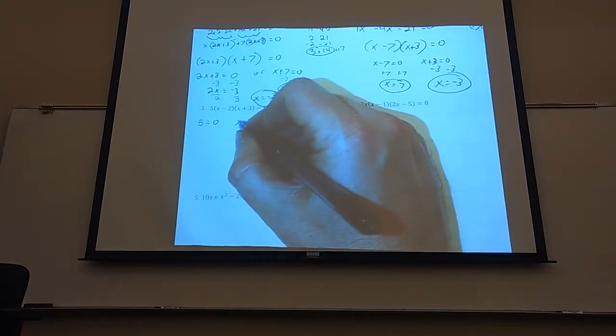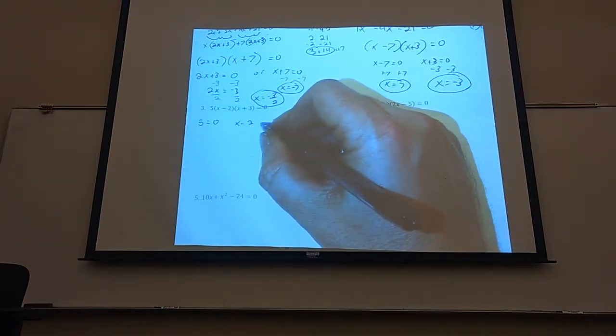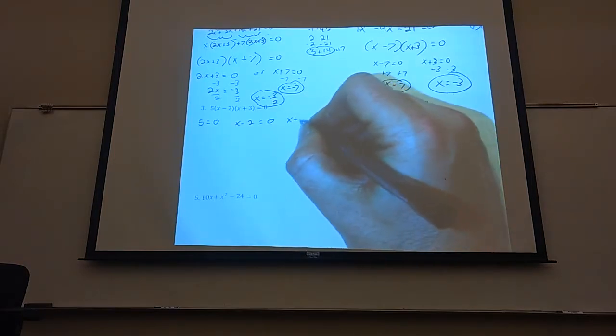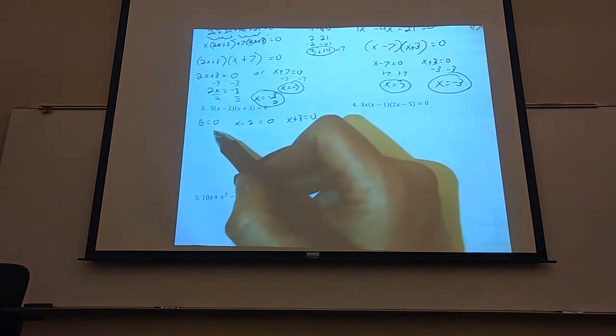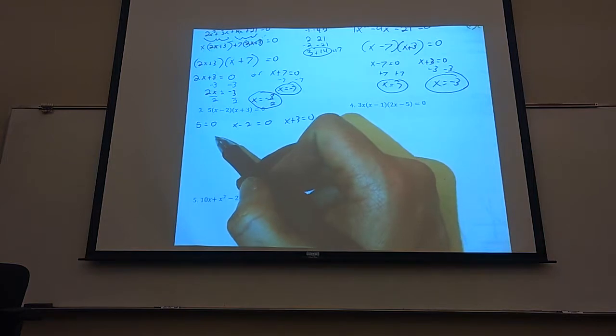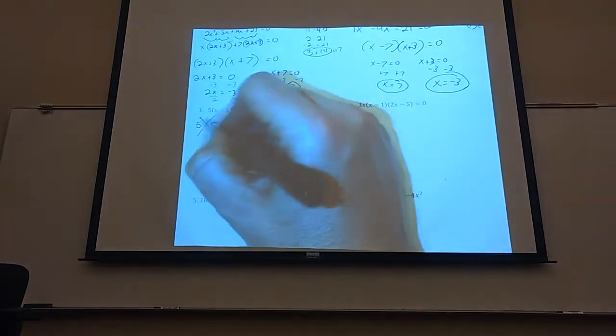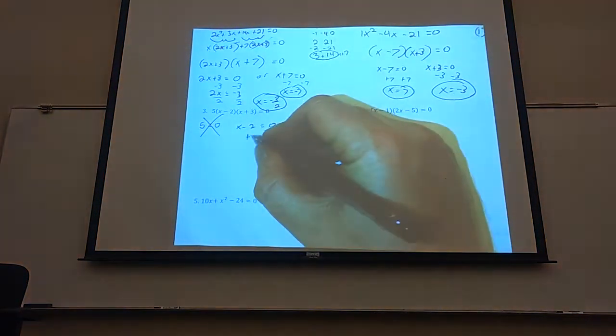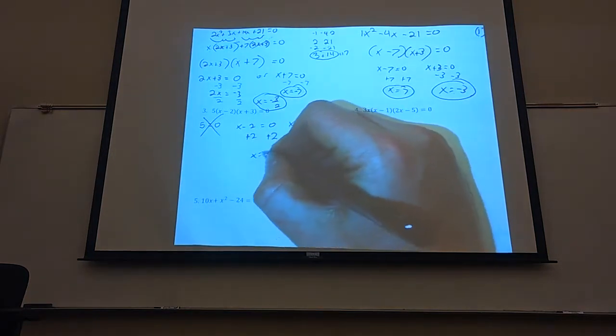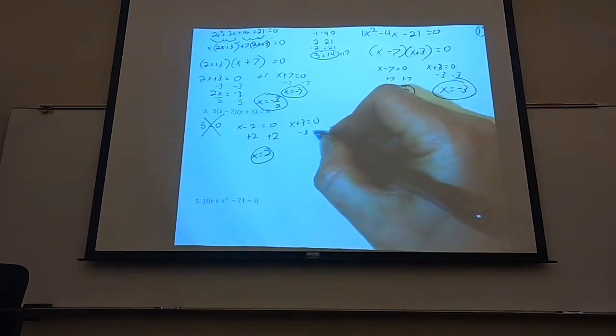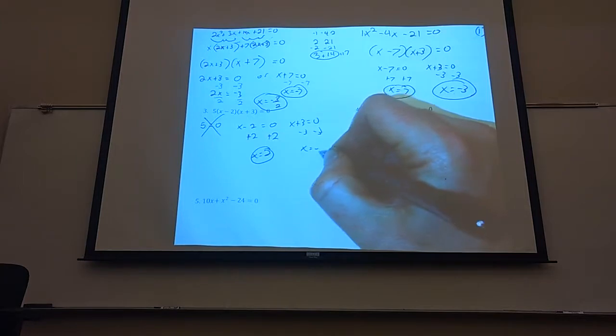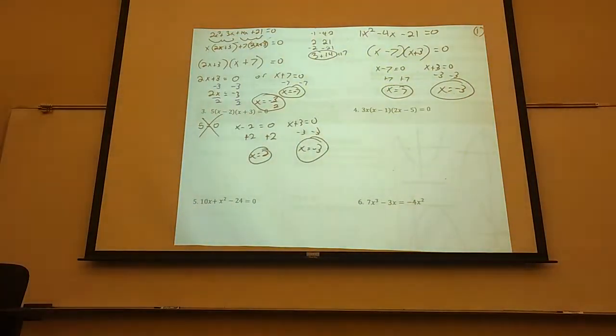We take each of the factors and set them equal to 0. But what is this? 5 equals 0. It's not a possible solution. That thing doesn't have any solution. We still get solutions from these though. So no big deal there.